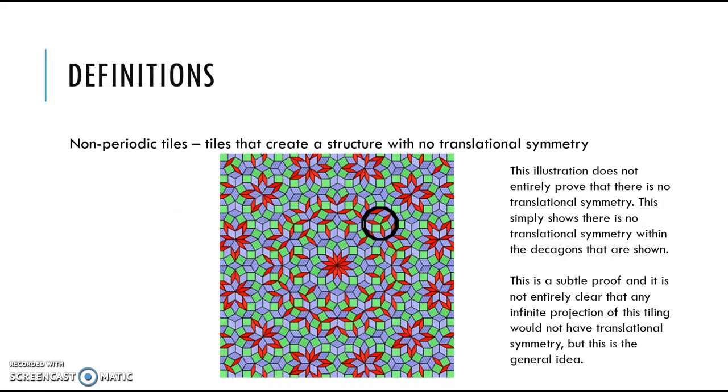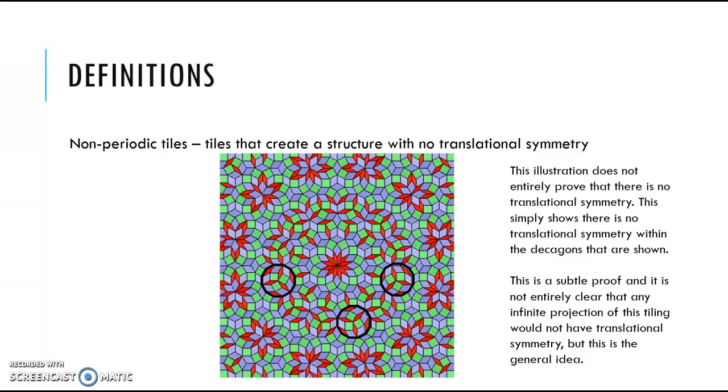A non-periodic tiling is one that creates a structure with no translational symmetry. And this one, you really just kind of have to go with me on this because this isn't a perfect illustration. But if you look at this original outline with this decagon here, basically what I'm going to show is that if we go from decagon to decagon, it's not an exact translational symmetry. Notice the orientation of the middle, the star figure coming out of the middle. It's not necessarily exactly the same as the others.